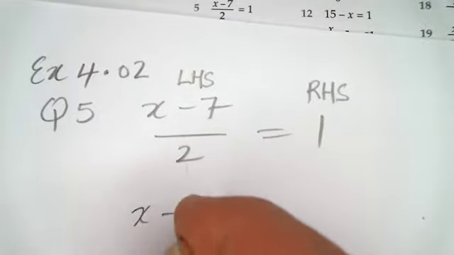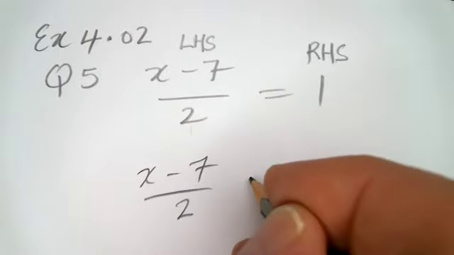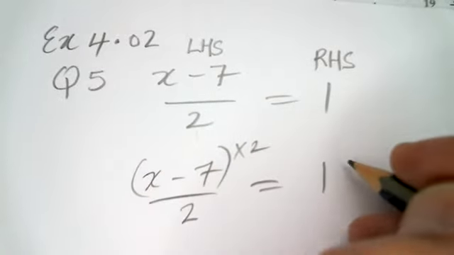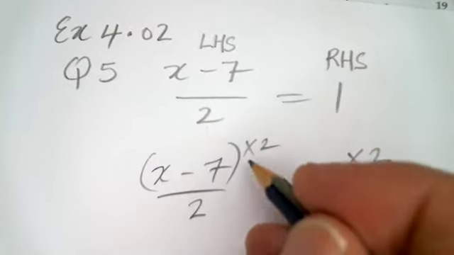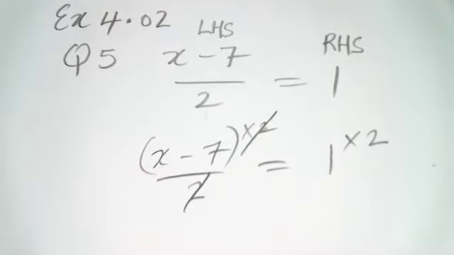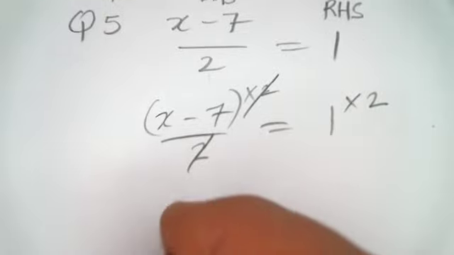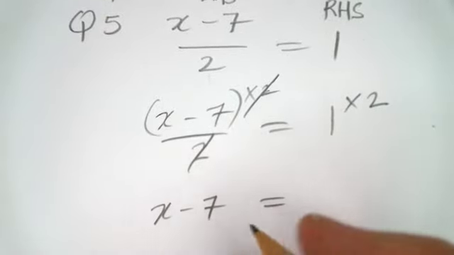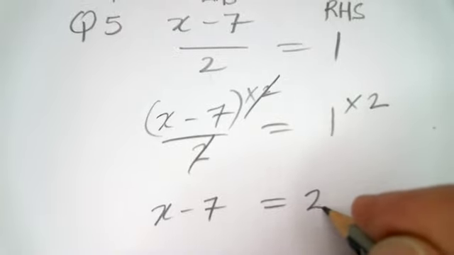Let's do that. So x minus 7 on 2 is 1. I'm going to multiply all of this by 2. And of course, this means that I've got a 2 divided by a 2, and a 2 divided by 2 is 1. And 1 times x minus 7 is just x minus 7. Now notice I can remove the brackets. And 1 times 2 is 2.